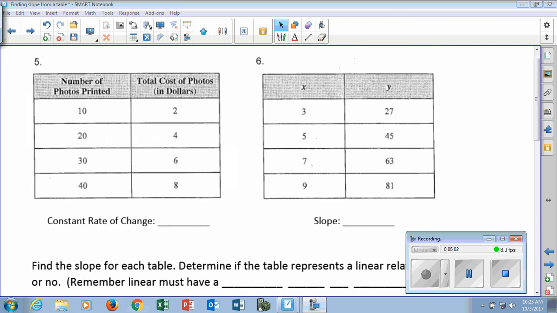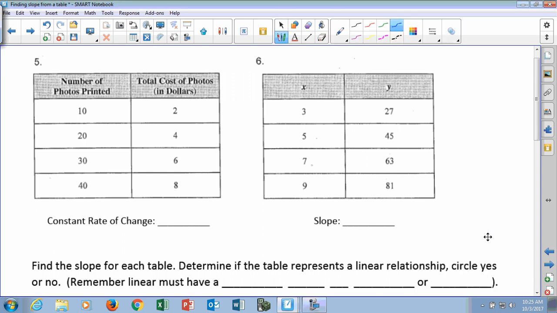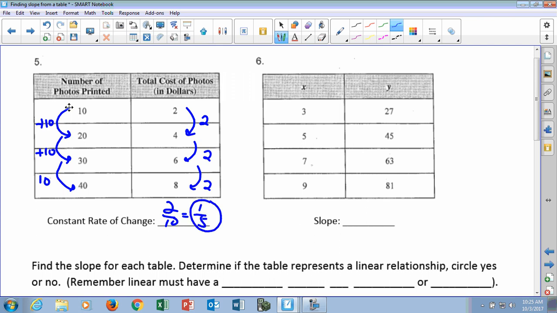All right. So what'd you get for the first one? Number 5, 1/5. Yeah. Well, again, your change in x's is 10, and your change in y's is 2. So 2/10 is 1/5. Very good. No, 2/10 is not 5. 10 halves is 5. Because remember, you're going to divide 2 to the top and 2 to the bottom.